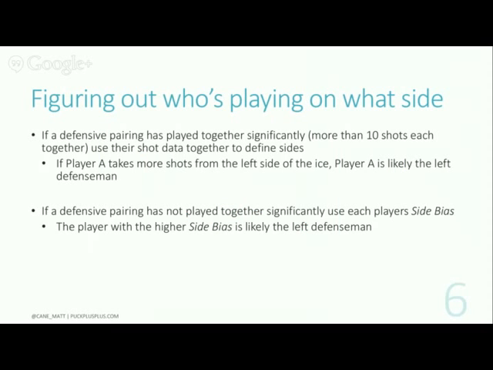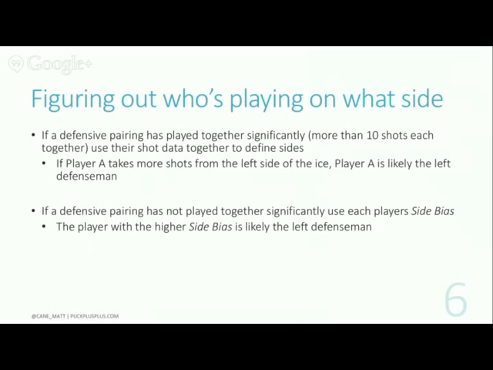So how do we use this side bias data to figure out what side players are playing on? I'm going to focus primarily here on defensemen because we don't have to worry about centermen and we don't have to worry about classifying 3 people. So we're going to look at defensive pairings initially.